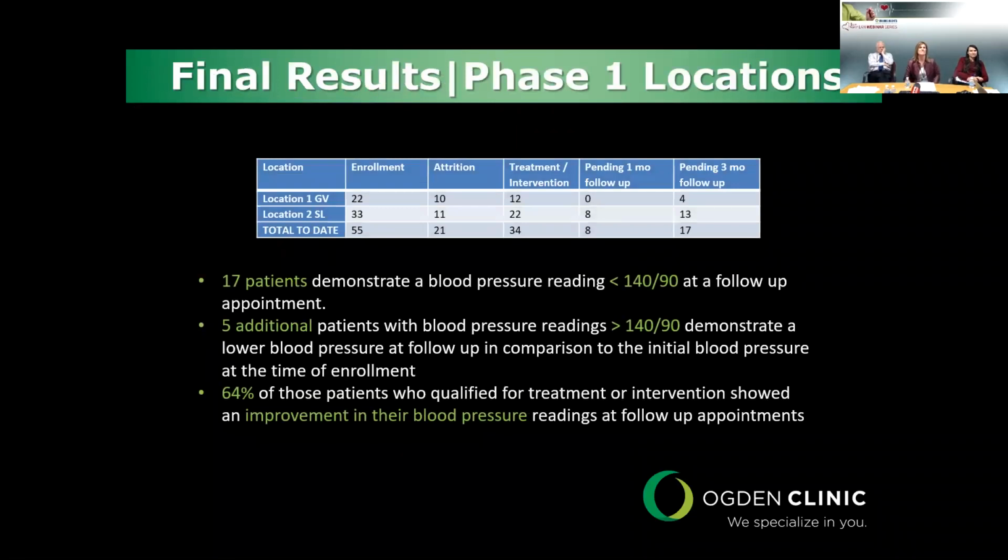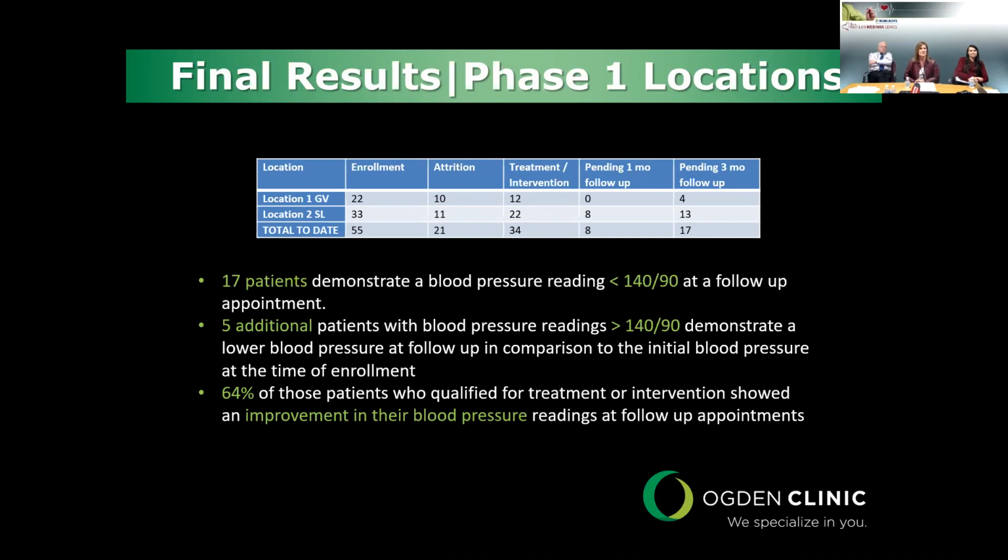So our phase 1 locations, these are the final results here. Our enrollment for the 2 pilot program locations was a total of 55 patients. You'll notice that there's a column for attrition, and this was based on the metrics that we determined to accommodate for those that were identified as being patients with white coat hypertension.